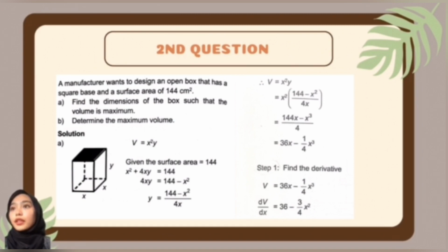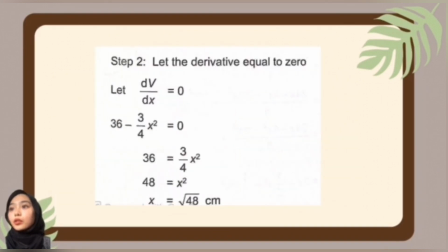In step 1, we need to find the derivative. So V equals 36x minus 1 over 4 x cubed. After that, dV over dx equals 36 minus 3 over 4 x squared. In step 2, let the derivative equal 0. We need to let dV over dx equal 0. 36 minus 3 over 4 x squared equals 0, and 36 equals 3 over 4 x squared. After that, 48 equals x squared. And at the end, we can get x equal to 48 cm.